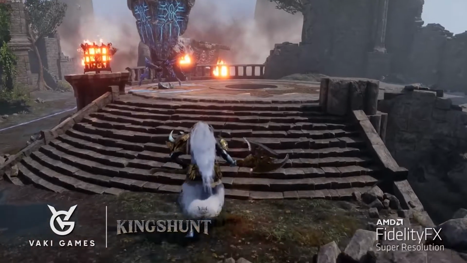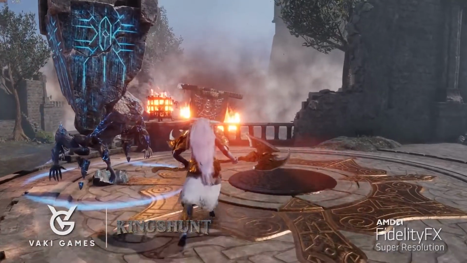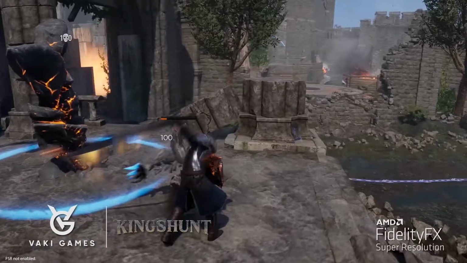With King's Hunt, AMD has helped us to push the game to a much larger audience with AMD FidelityFX Super Resolution. We have always wanted to push limits of visual fidelity, and AMD has helped us to achieve these goals with FidelityFX Super Resolution.